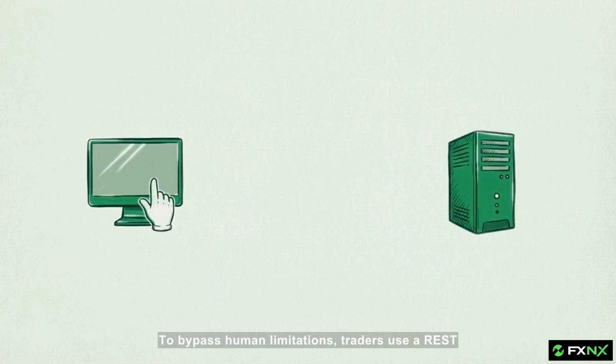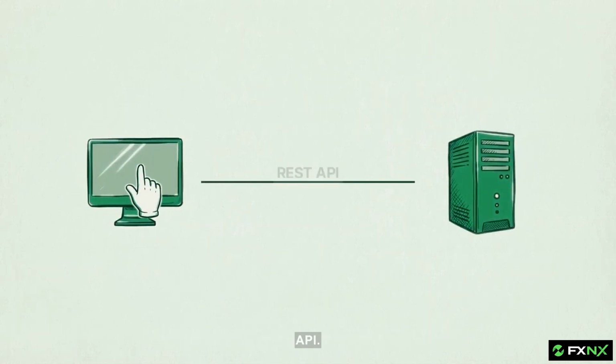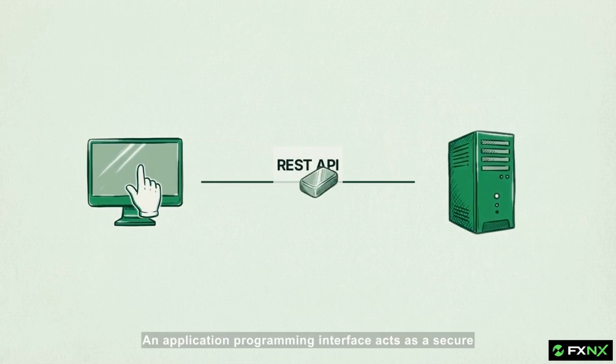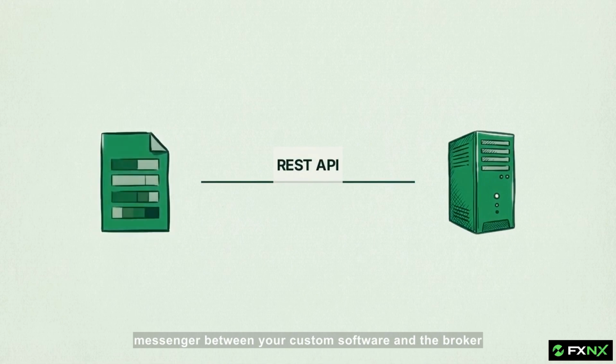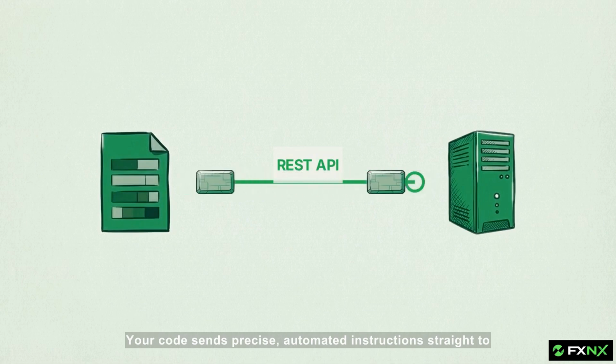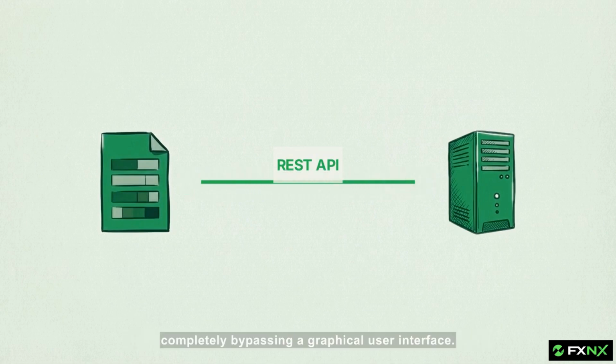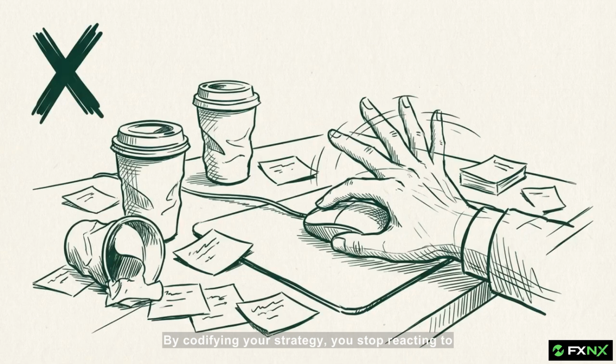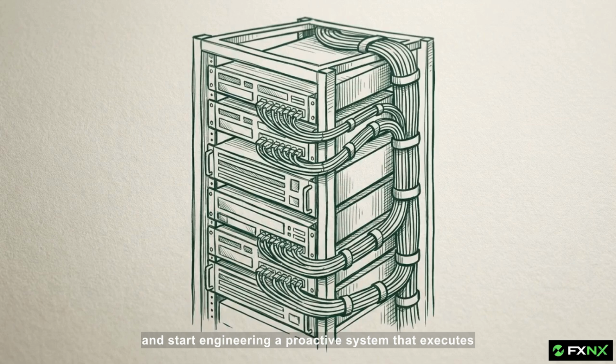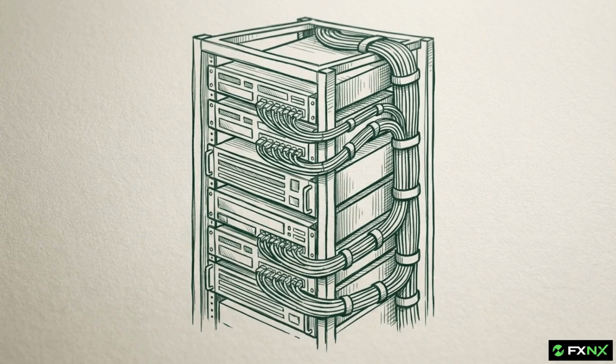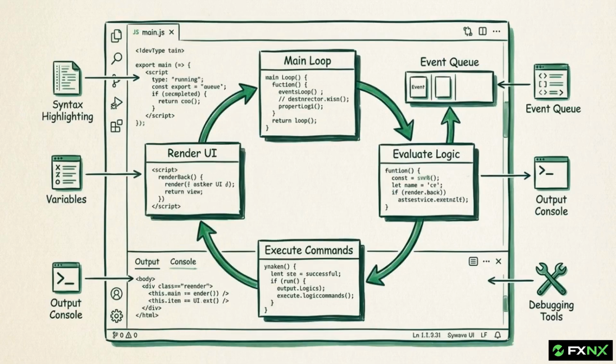To bypass human limitations, traders use a REST API. An application programming interface acts as a secure messenger between your custom software and the broker servers. Your code sends precise, automated instructions straight to the execution engine, completely bypassing a graphical user interface. By codifying your strategy, you stop reacting to market ticks manually and start engineering a proactive system that executes your rules with absolute discipline. Building that system starts with Python.